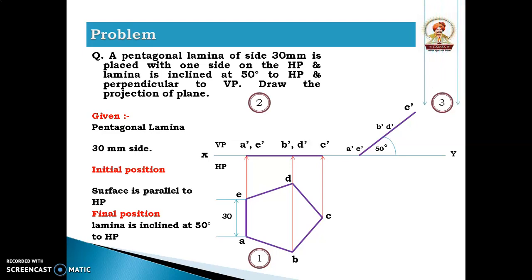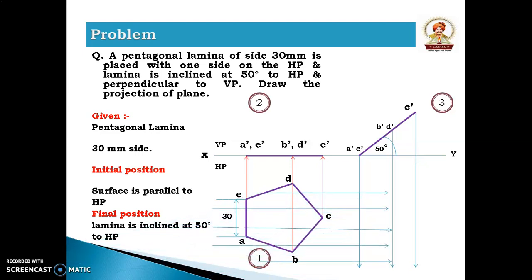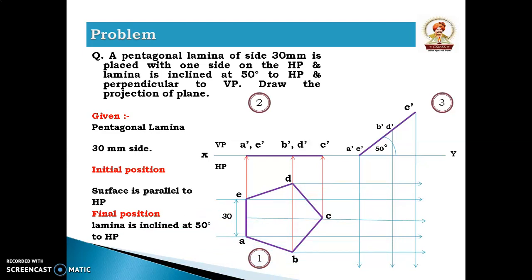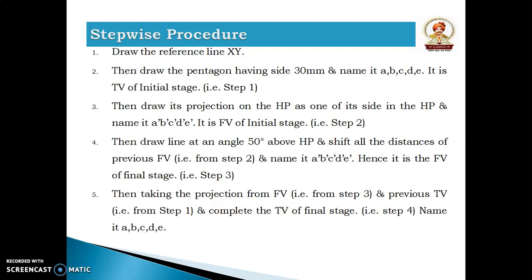Then taking the distances from front view, that is from step number 3, and previous top view, that is from step number 1, complete the top view of final stage, that is step number 4, and name it A, B, C, D, E. In this way, the projection of pentagonal lamina is complete. The stepwise procedure is given in this slide.